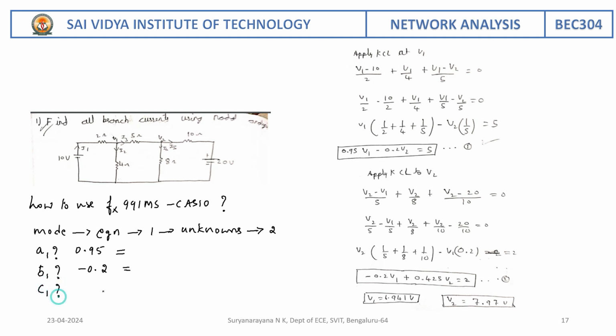What is C1? The calculator is asking. I am going to enter the value 5. So again I am going to press equals. So it is asking A2. What is A2? So A2 is nothing but minus 0.2, I am entering.